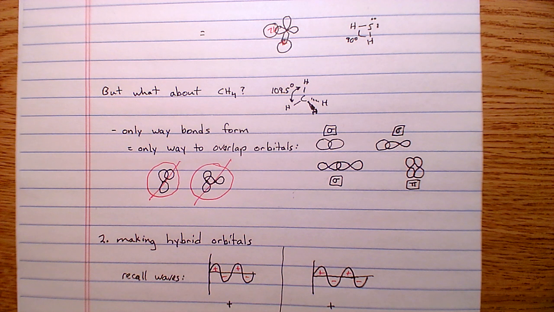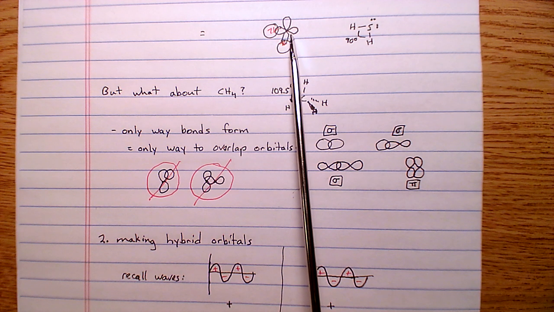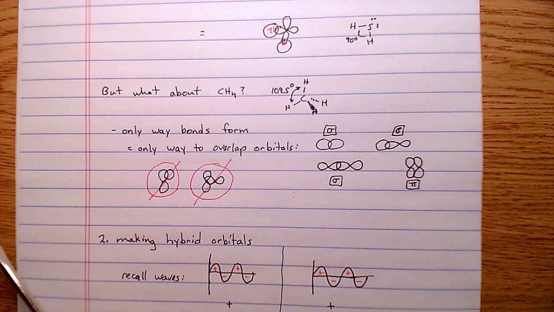So the problem is, if you've got p orbitals that, look back up here, are 90 degrees apart from each other, where are you going to get a 109.5 degree angle? We realized, well, you can't, but nature says we have to have this 109.5 degree angle, so what we did is we invented this concept called hybrid orbitals.